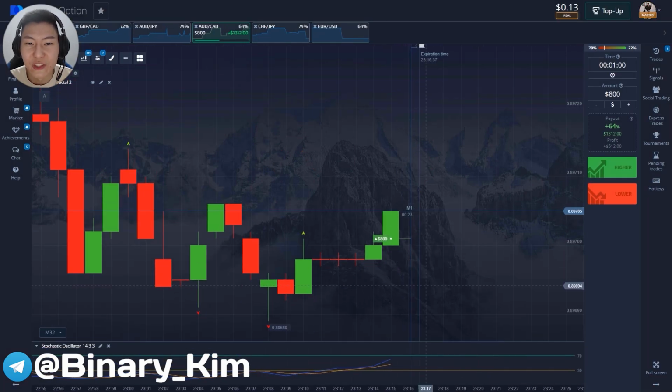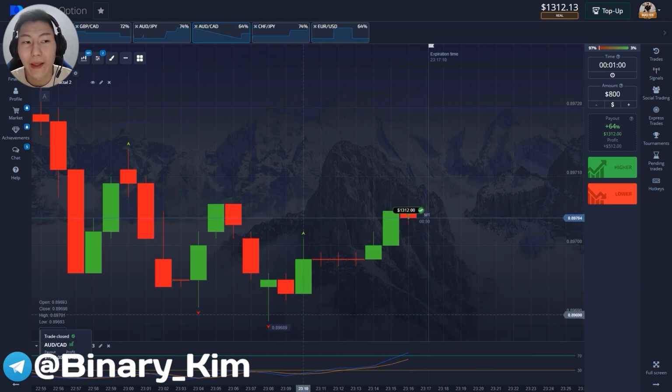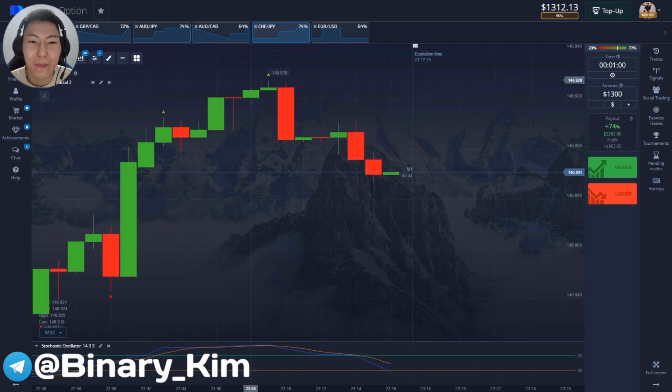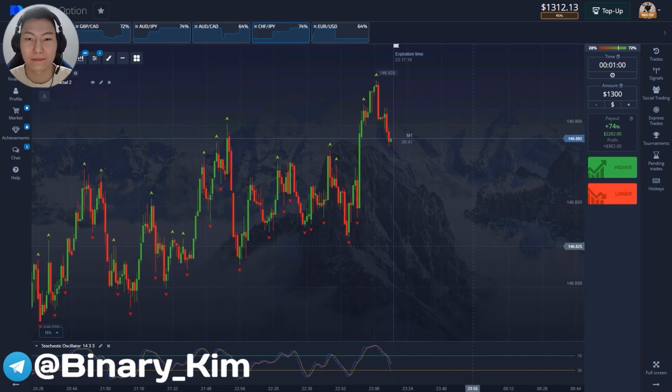And yep, just look at this huge pump. This is incredible. However, it was quite predictable. Let's wait for the outcome. And there we go. Another one is in profit. Good job, guys, we got $1,300 on the balance. Let's continue the trading session.